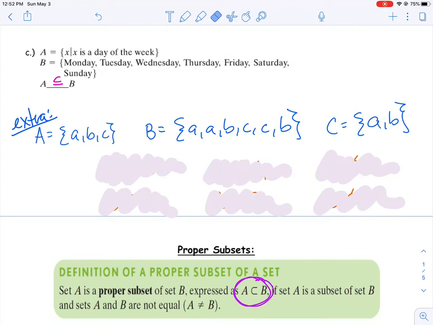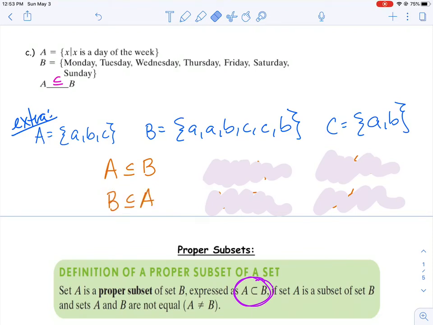I've given you a couple other examples down here if you're confused on any of that. I have set A as A, B, and C, set B as A, B, C, C, B, and set C as A and B. And I have some statements down here to hopefully give you some more examples and clarification. I could say that set A is a subset of B because everything in A is in B. You have an A, you have a B, you have a C, and so A is a subset of B.